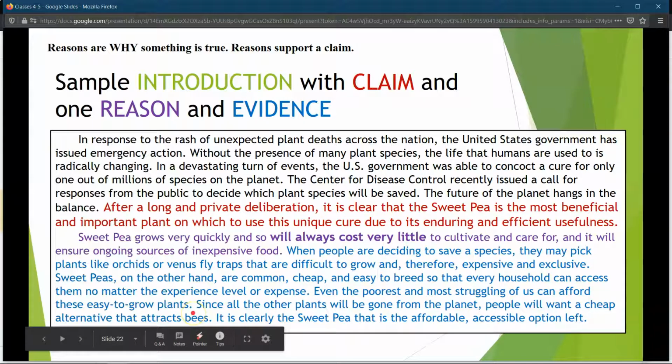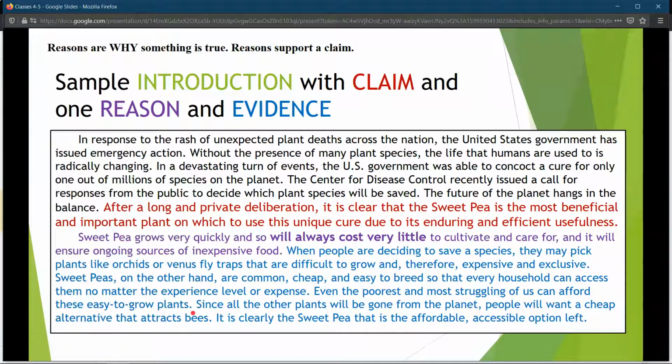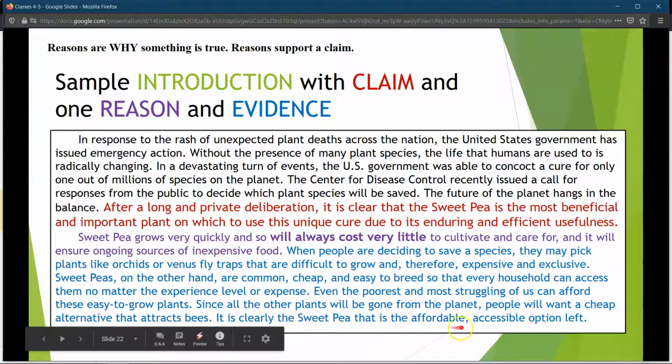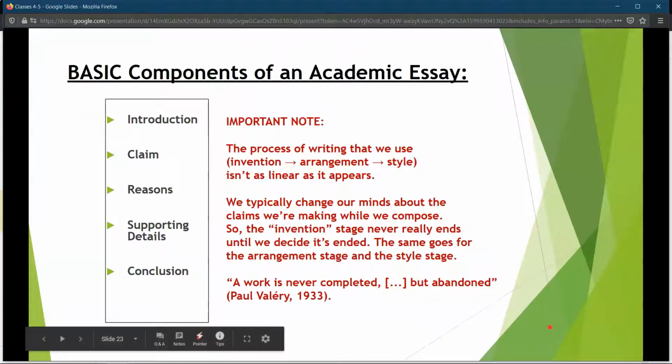So basically what the writer is doing there in this hypothetical situation model that we were talking about is that they have a claim with an introduction and then reason and supporting evidence. It is clear that sweet pea is an affordable and accessible option left.